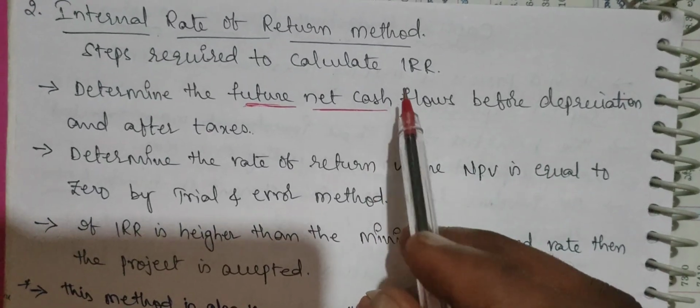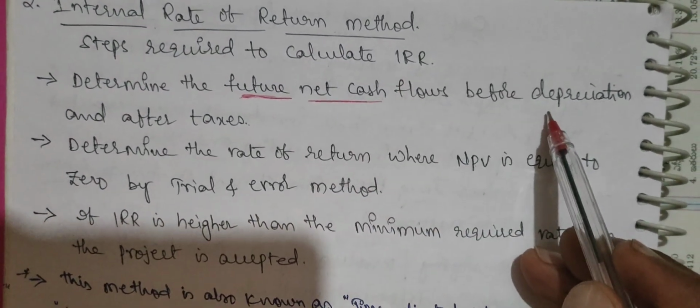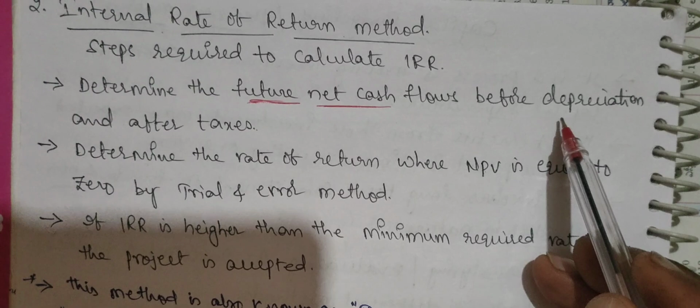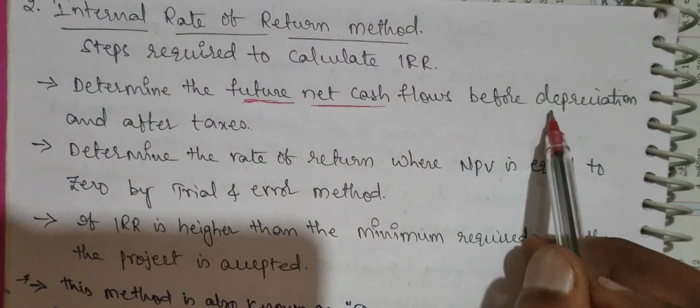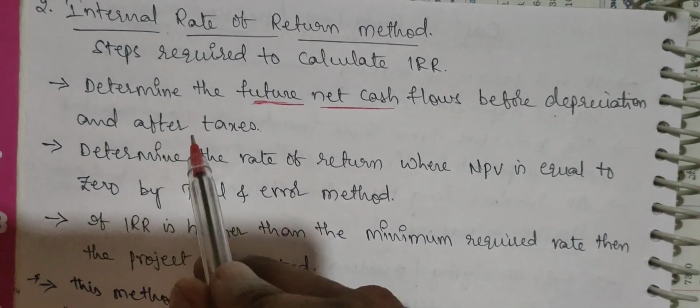Why before depreciation? Because we are not paying anything to others. We are just simply reducing our profits. That's why it should be calculated before depreciation and after taxes.